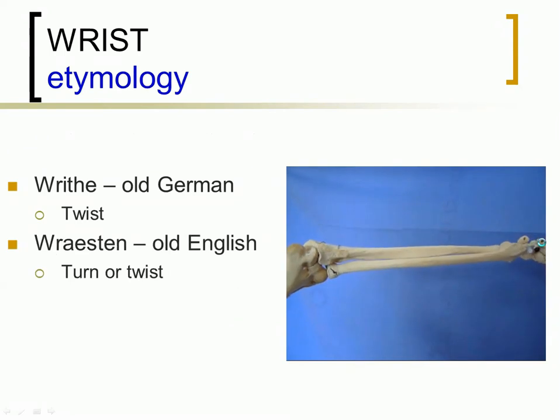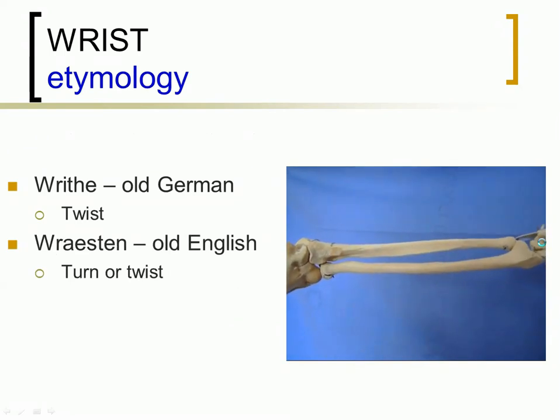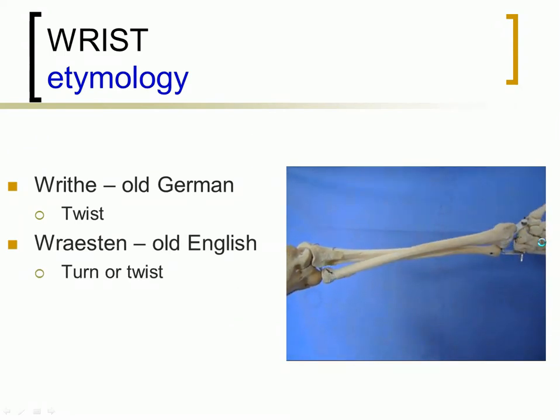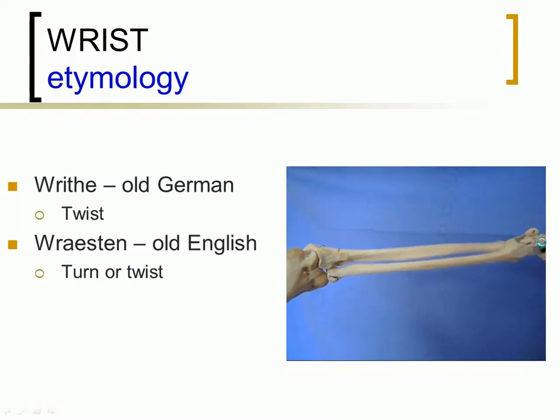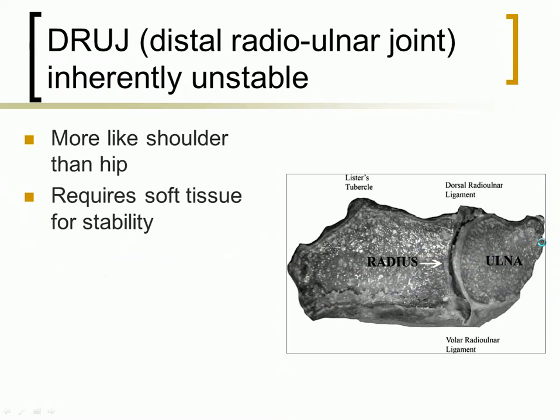The word wrist originates from its unique twist mechanism. If you look, the ulna is fixed and the radius rotates around it. The unique twist mechanism, combined with the lack of osseous stability of the DRUJ, the distal radial ulnar joint, places the demands for stability on the surrounding soft tissue.